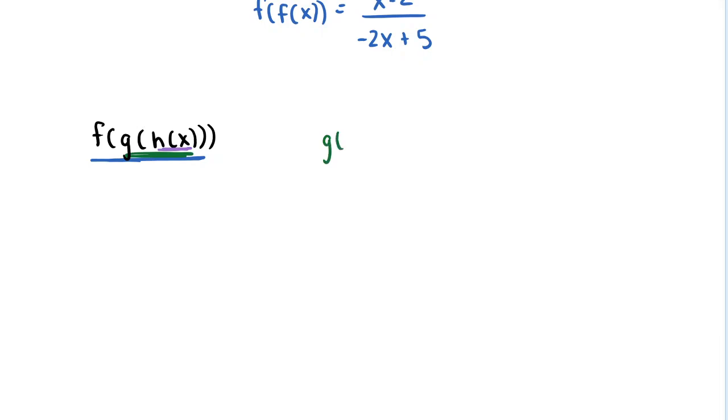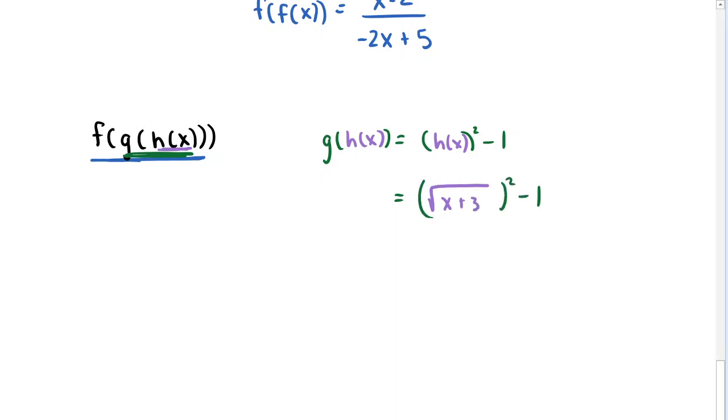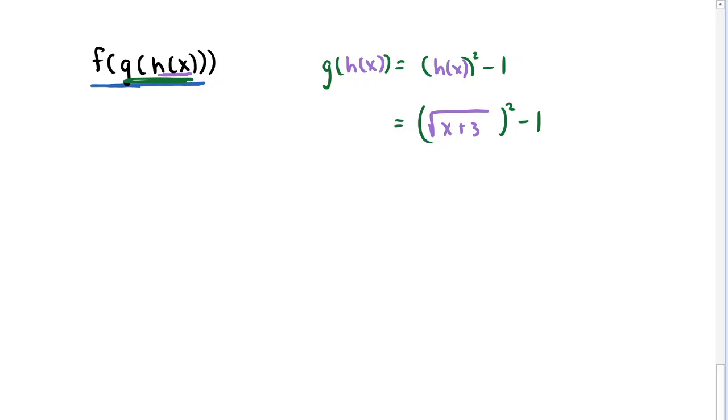g of h of x. That's going to be what we're going to input into our f function. So let's go ahead and figure this part out first. So g of h of x, g of x was a square function, and take away 1. So we're going to input h of x into this square function and then subtract away 1 from it. And so this comes out to be, well, h of x was the square root of x plus 3. And so if I square that, well then I'm just going to get back x plus 3. And then I still have this minus 1 at the end of the day. So this comes out to be x plus 3 minus 1, that's x plus 2. So that's g of h of x.